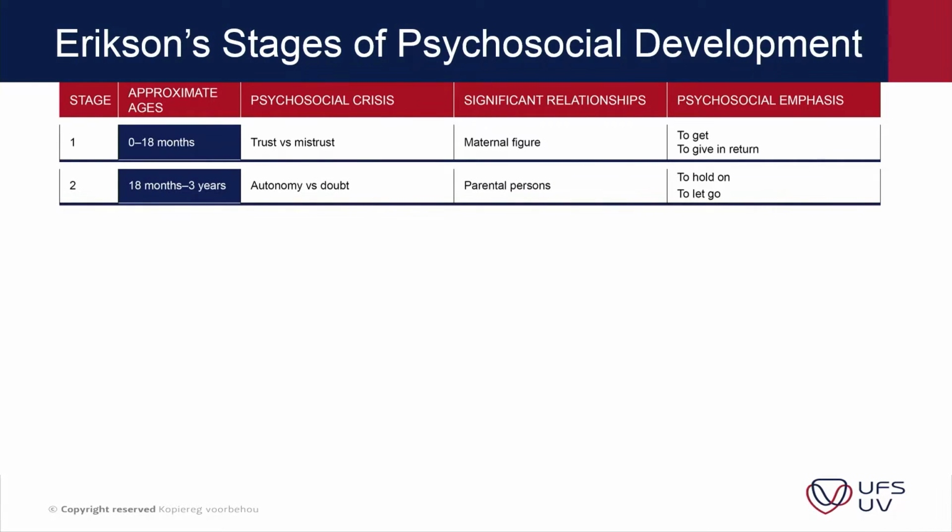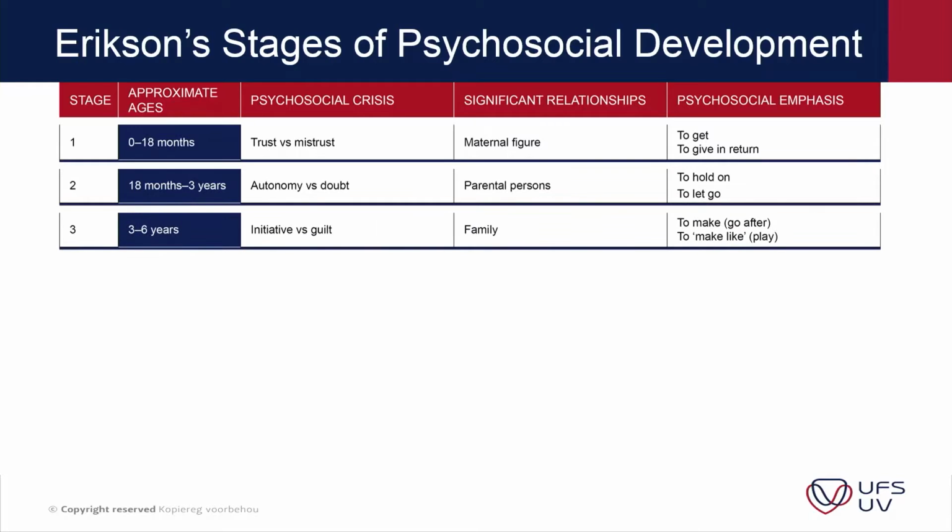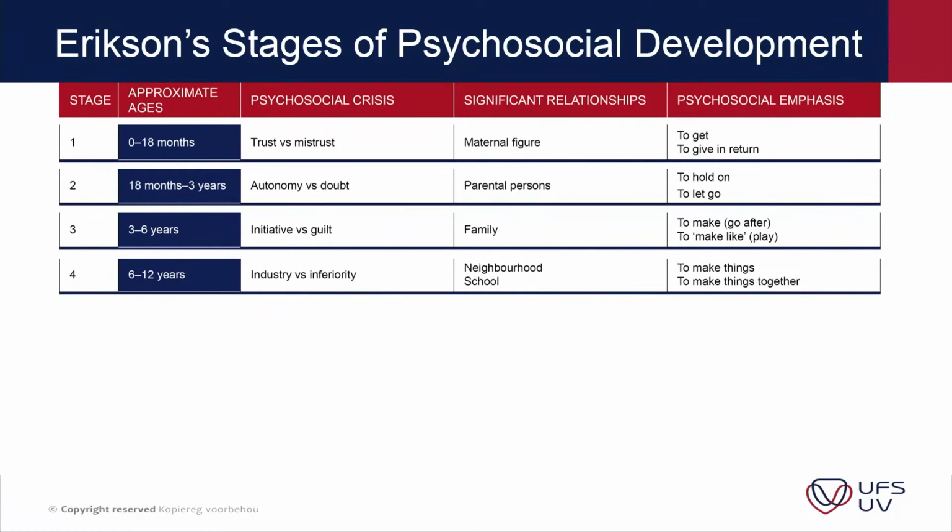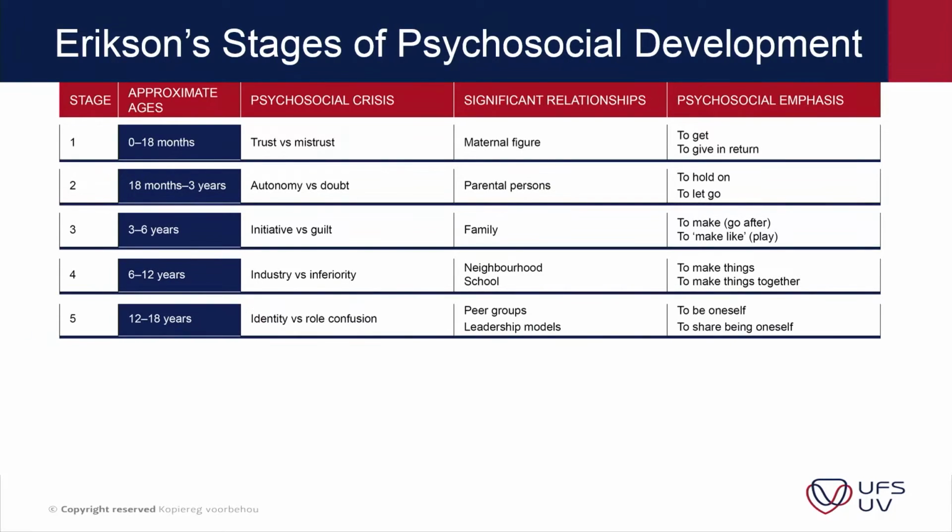Stage 2 is from approximately 18 months to 3 years. The psychosocial crisis is autonomy versus doubt. Stage 3, from 3 to 6 years, the crisis is initiative versus guilt. Stage 4, from 6 to 12 years, the psychosocial crisis is industry versus inferiority. Stage 5, 12 to 18 years, the crisis is identity versus role confusion.